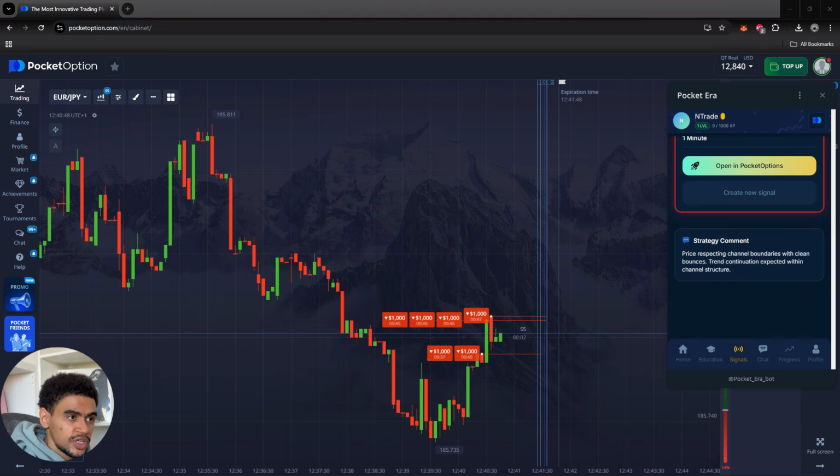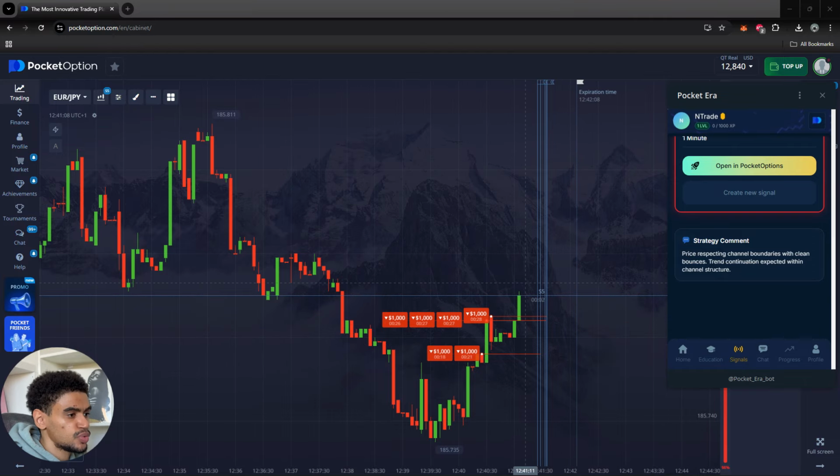And let's look. You can see we use the same strategy, however the strategy comment is different. Price respecting channel boundaries with clean bounces, trend continuation expected within channel structure. So the channel probably goes like this, moving in a downwards direction. We have a downtrend, so it's going to respect the boundary that is probably around here and push the price down. So this is what we're waiting for.